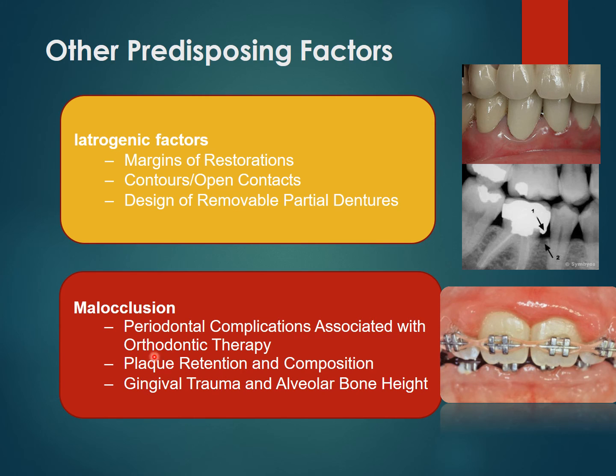And plaque retention and composition: orthodontic wires and brackets will hamper plaque removal and favor retention, thereby causing poor oral hygiene maintenance. And also gingival trauma and alveolar bone height: forceful attachment of the orthodontic bands will always interfere with the alveolar bone height.